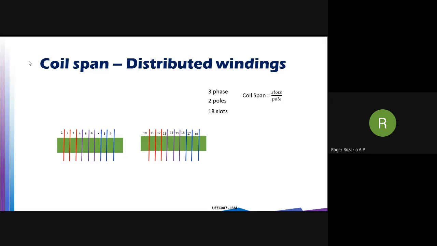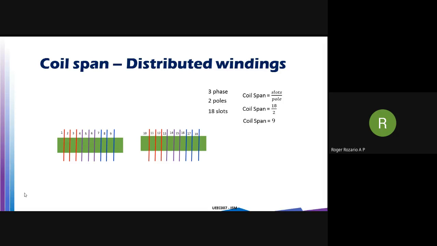Number of slots is 18. Number of poles is 2. So what is the coil span? Yes, it is 9. Balaji D, your answer is correct. Durga Prasad, answer is correct. What about others? I am getting no responses. Perumal, 9. So there are 9 slots per pole. That is why there are 9 lines I have drawn in one pole. Coil span equal to 9.